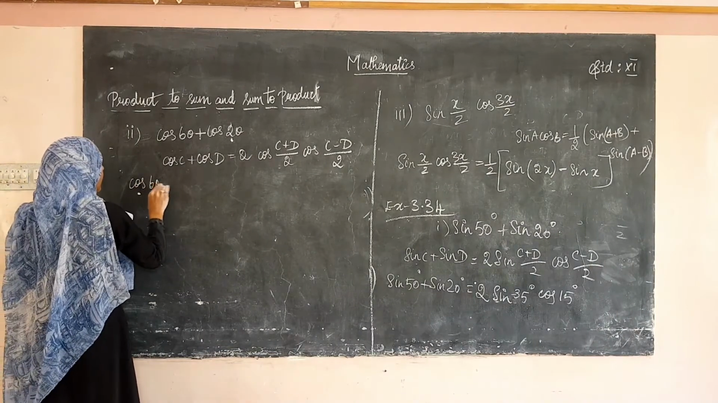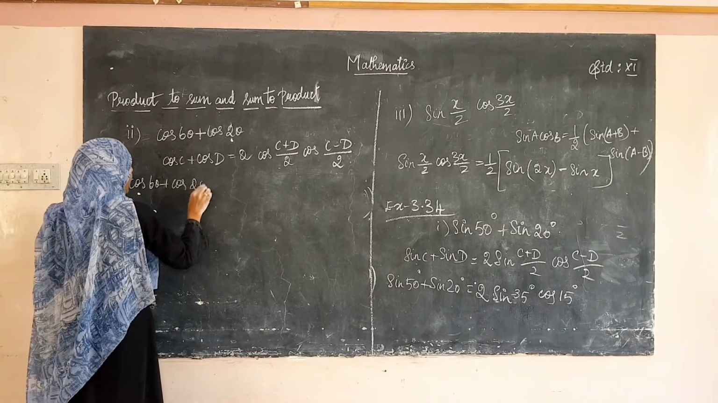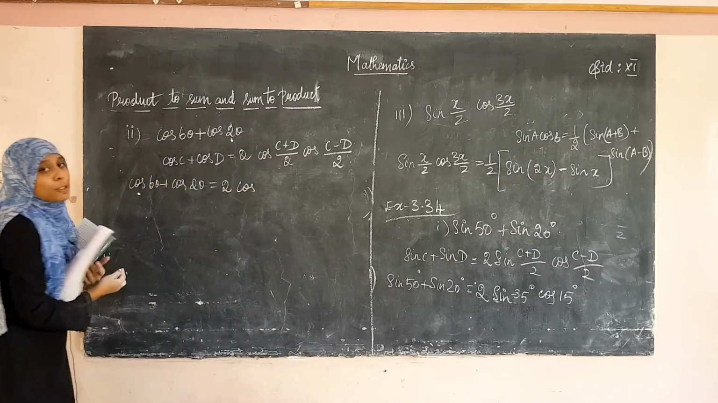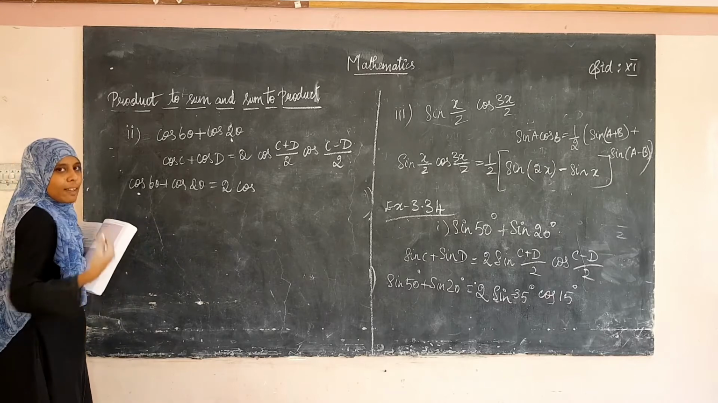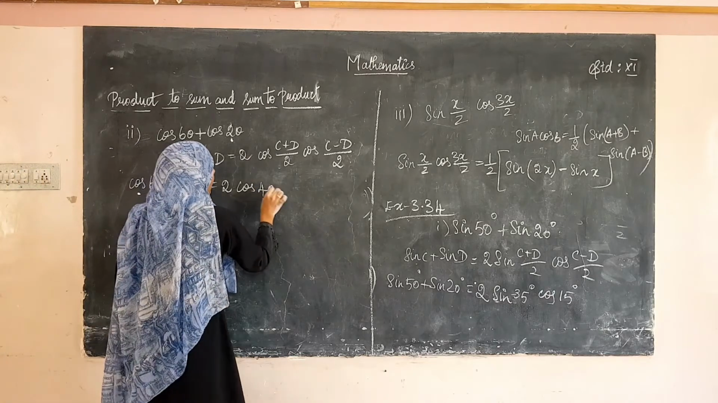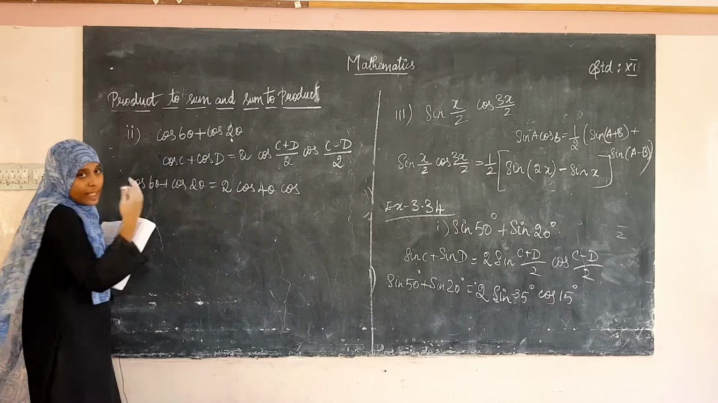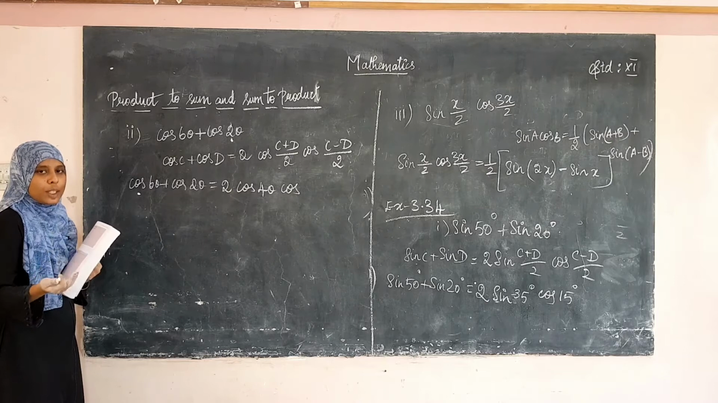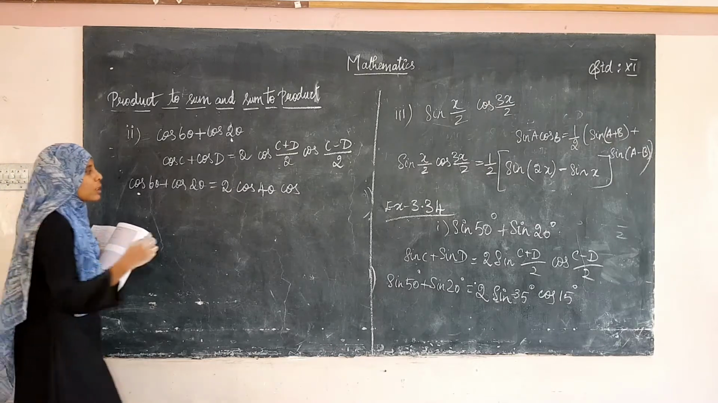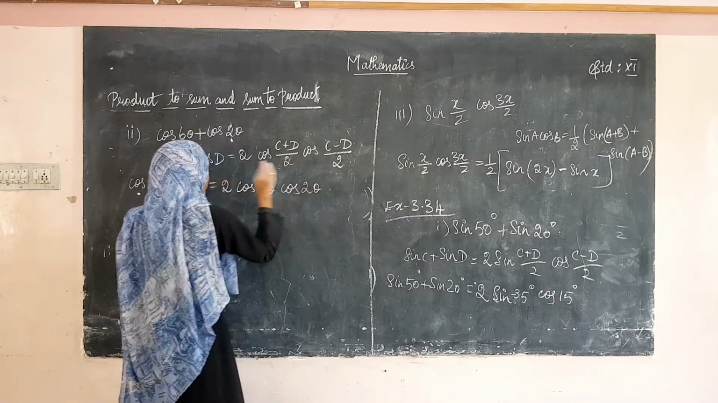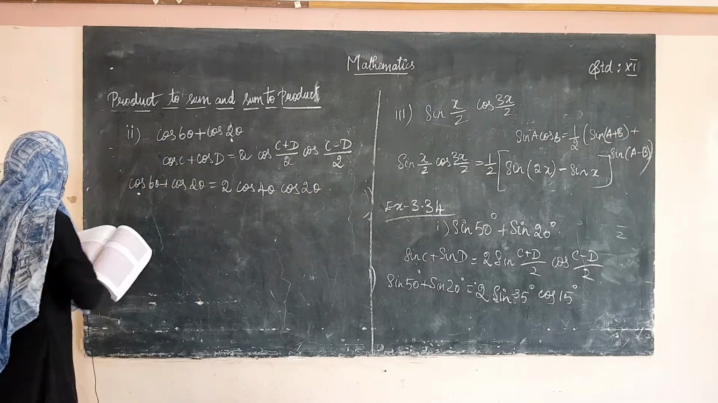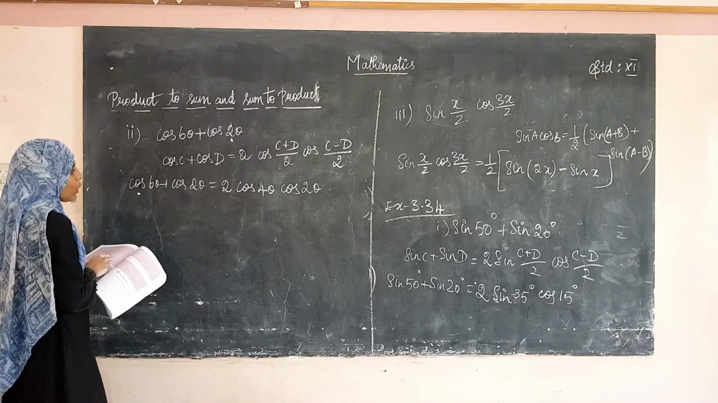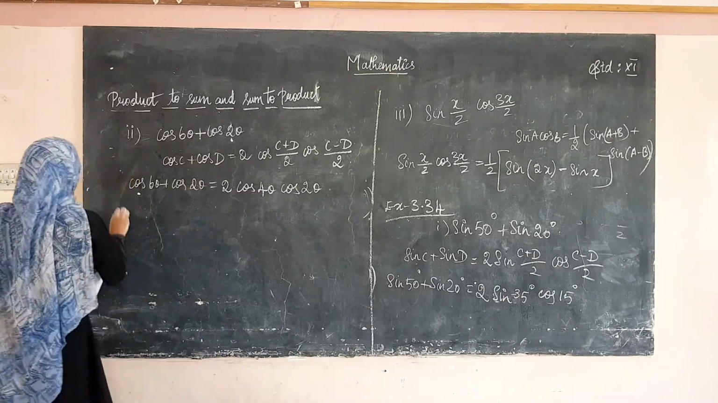Cos 6θ plus cos 2θ is equal to 2 into cos of (6θ plus 2θ) is 8θ, 8θ divided by 2 is 4θ, and then cos of (C minus D) divided by 2. That is 6θ minus 2θ divided by 2. 6θ minus 2θ is 4θ, 4θ divided by 2 is 2θ again. Okay, the answer is 2 into cos 4θ into cos 2θ.